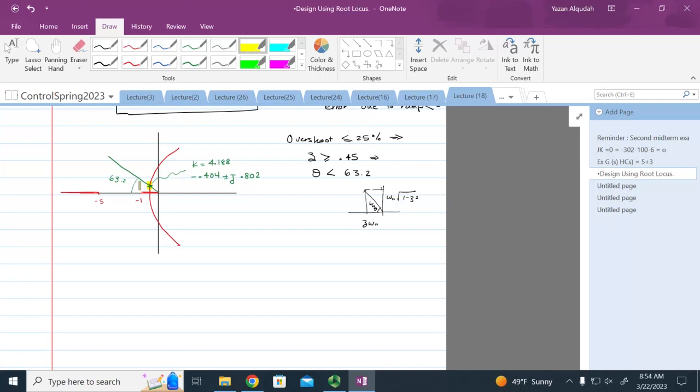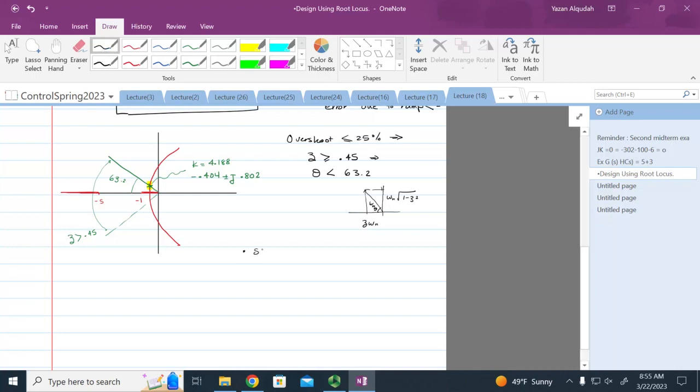Again, this comes from the properties of the second order system. This region here represents zeta greater than 0.45. Any poles in this region are going to have a zeta that is greater than 0.45. Good? Again, I did not explain how we found this intersection. For the time being, just trust me. If I have k equal to this value, my poles are going to be at this location. So we met the first requirement.